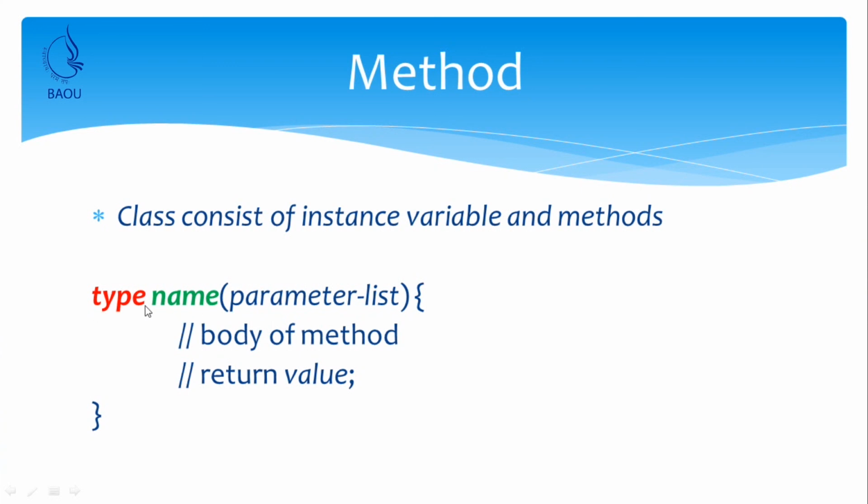The type represents the value returned by the method, and it may be an ordinary data type or it may be an object also. A method may require some data to operate on. So, this parameter list, which is optional, represents data required by the method to process, and inside curly braces we define the body of the method. Suppose the method is not returning anything, then type is defined as void.